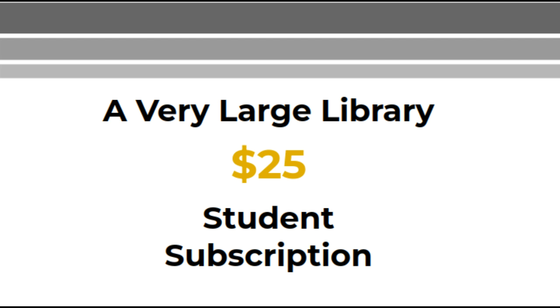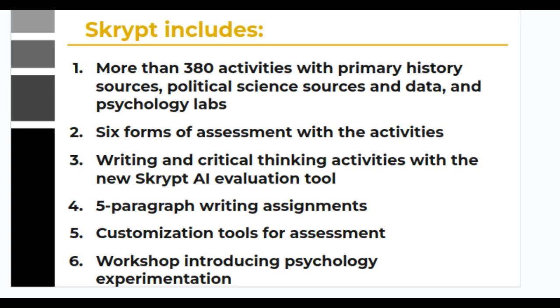We offer American and world history, Western civilization, American women's history, plus American government and psychology. The package includes 380 plus developed activities using classic sources in your subject. They include 6 forms of assessment, including analytical writing and critical thinking exercises. Over 70% of writing activities include our new AI Skrypt evaluation tool.